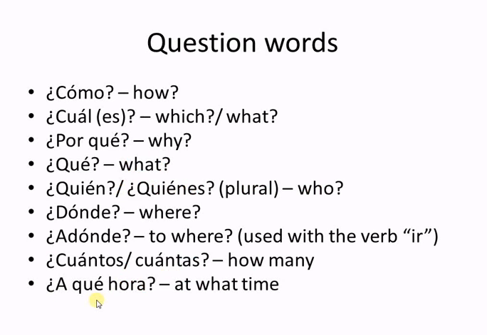All right, but today we are going to learn how to make questions using question words, right? So let's review the question words. ¿Cómo? How. ¿Cuál? Which or what. ¿Cuáles? Which or what. Well, if you're asking about something in the plural form, you're going to ask cuáles. If it's in the singular form, you ask cuál. ¿Por qué? Why? ¿Qué? What?